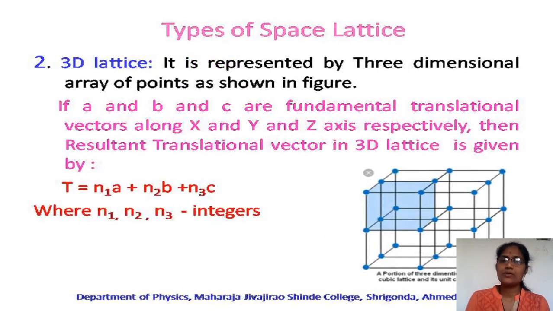In case of a three-dimensional space lattice, we have to consider three axes, that is x, y and z axis, and the whole structure can be drawn by repeating a n1 times along the x-axis, b n2 times along the y-axis, and c n3 times along the z-axis, where n1, n2 and n3 are integers. Hence, the translational vector in a three-dimensional lattice is given by n1 times a plus n2 times b plus n3 times c.